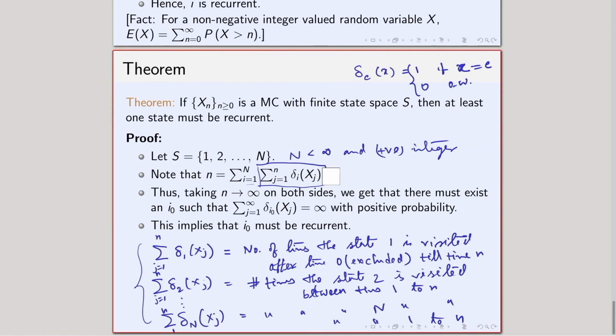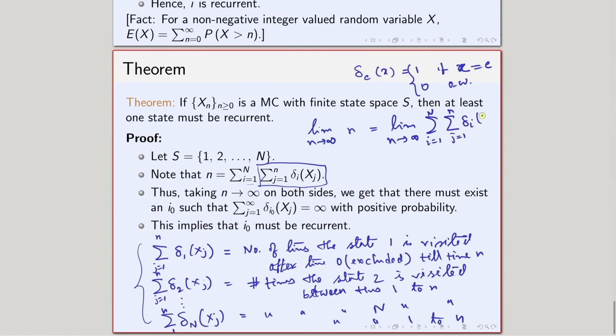Now if I take the limit on both sides of this expression, I have limit n tends to infinity of small n equals limit n tends to infinity of the double summation. The first summation is over i equals 1 to capital N, the second summation is j equals 1 to small n, of delta i x_j. Of course this side is infinity because I am taking the limit n tends to infinity. Now look into this side.